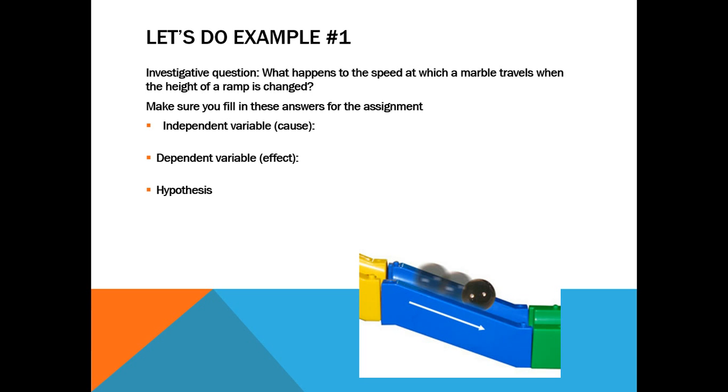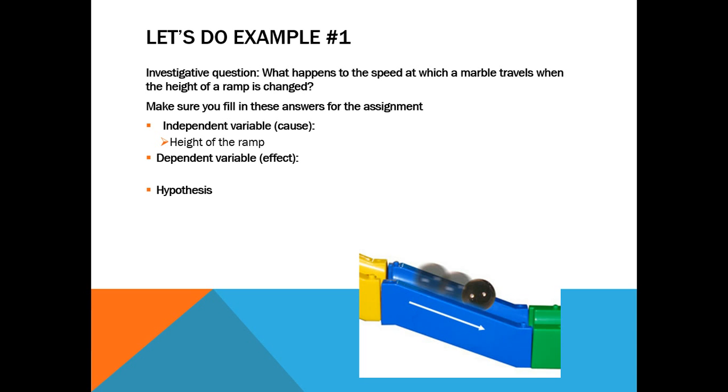The investigative question in example 1 says, what happens to the speed at which a marble travels when the height of a ramp is changed? Make sure you fill in these answers for your assignment. Think about what is the cause, what is the effect, and what might a hypothesis be? If you said that the height of the ramp is the independent variable, you're correct. That's what the scientist can change in this experiment. He or she can make the ramp higher or lower.